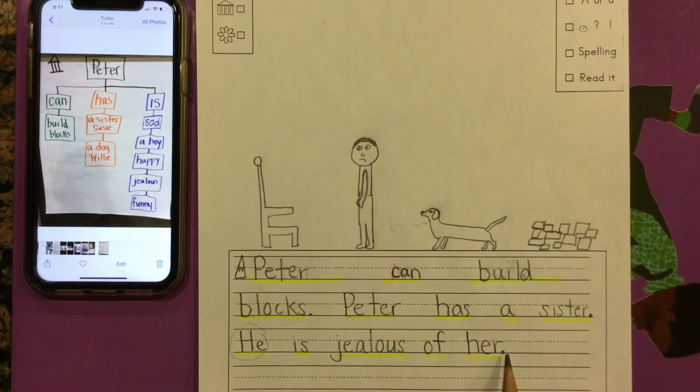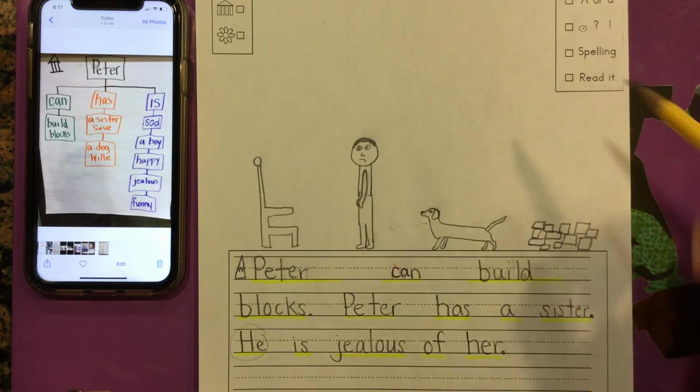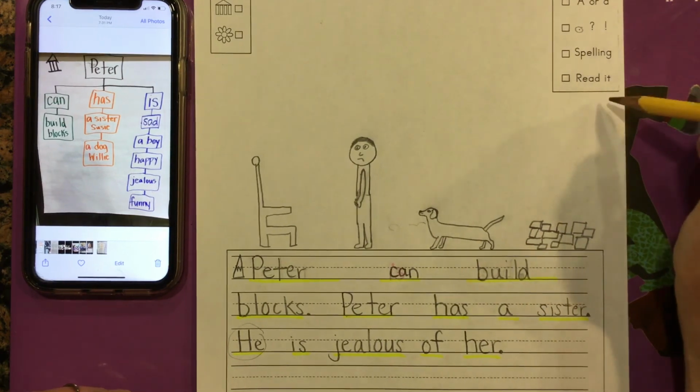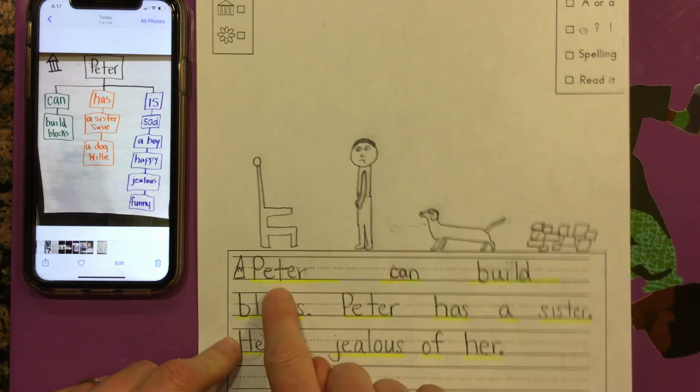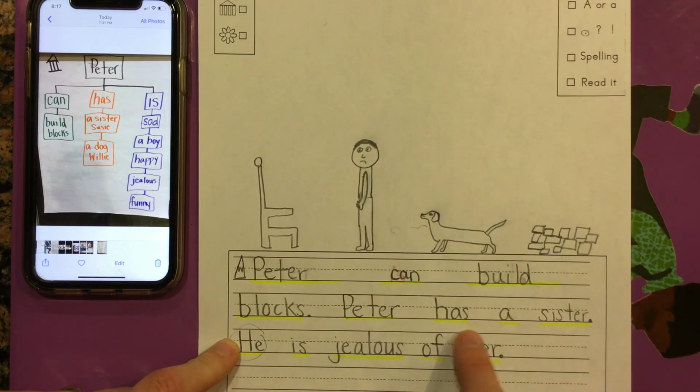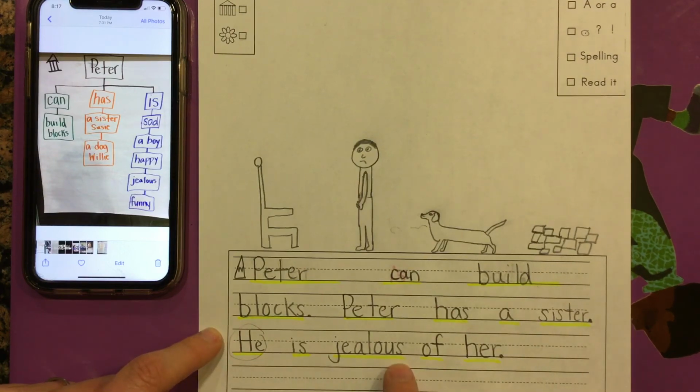So again, I remember to stop my sentence. Every sentence started with a capital, and a good writer always goes through and checks for these things. We go back and we read. So I'm going to reread all of my ideas here. Peter can build blocks. Peter has a sister. He is jealous of her.